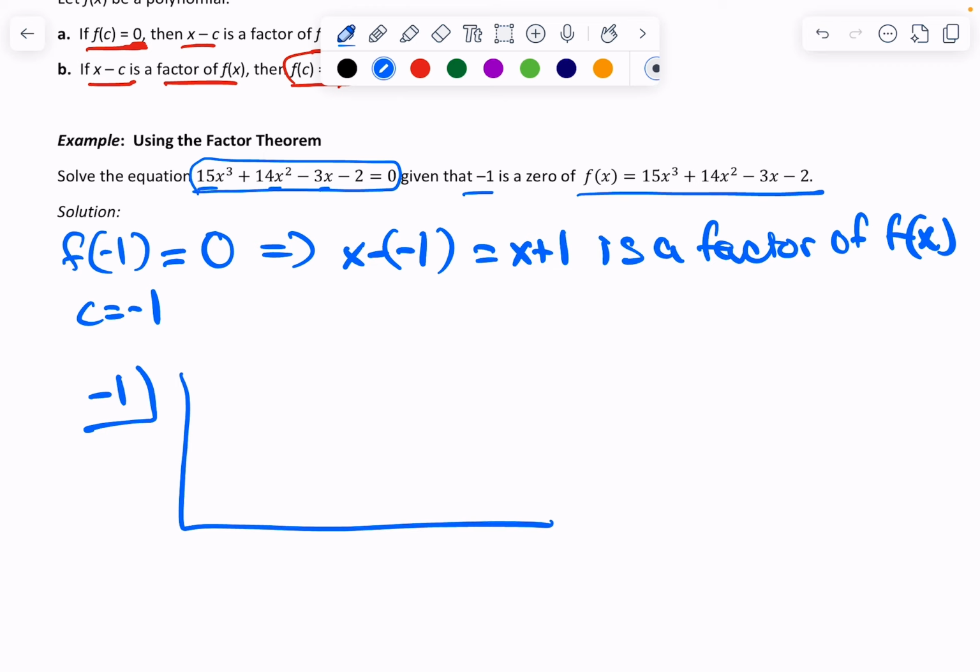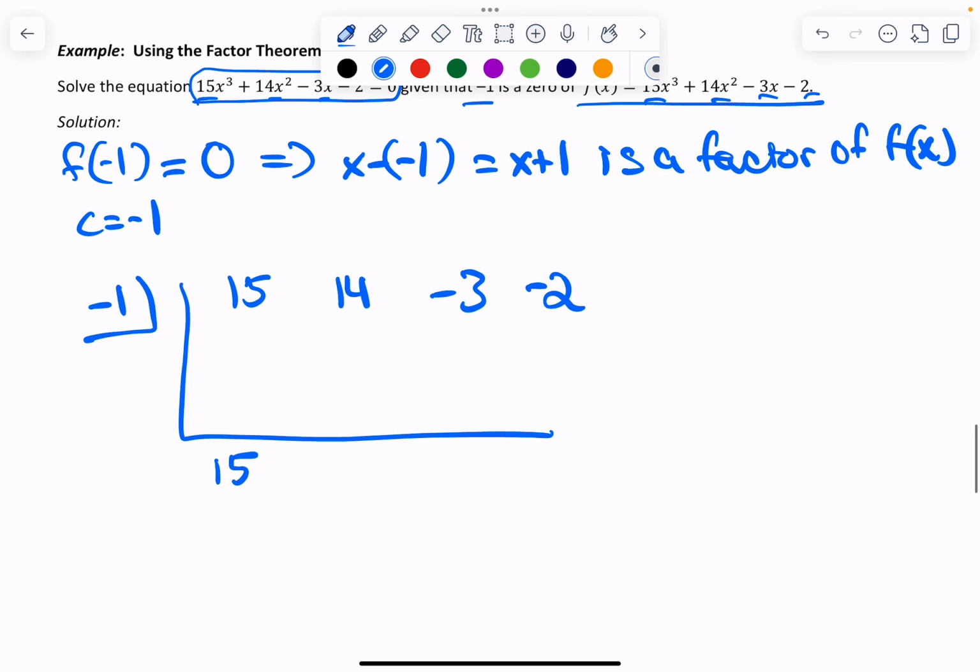These are all in descending powers, and there's nothing missing. So we're just going to write the coefficients 15, 14, negative 3, and negative 2 here. We bring the 15 down. Then we multiply negative 1 times 15, which is negative 15. We add 14 plus negative 15, which is negative 1. Negative 1 times negative 1 is 1. Negative 3 plus 1 is negative 2. Negative 2 times negative 1 is 2, and negative 2 plus 2 is 0.